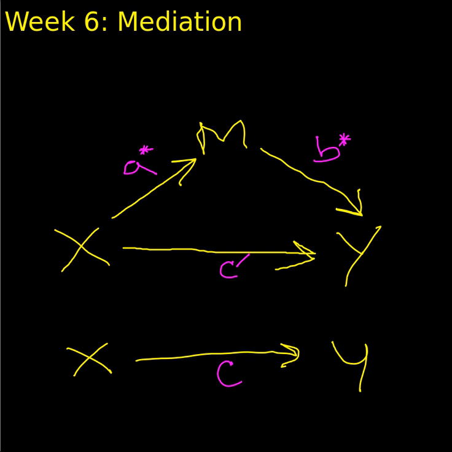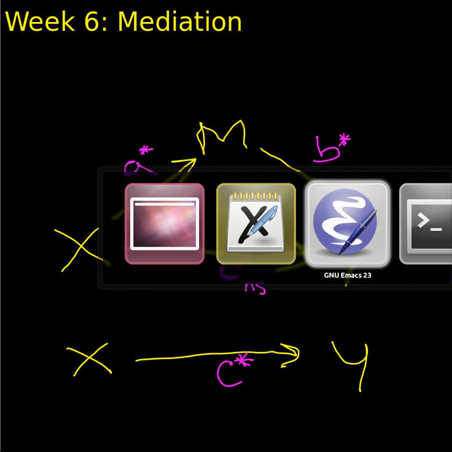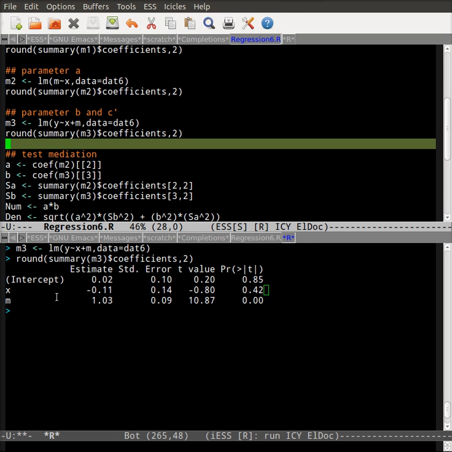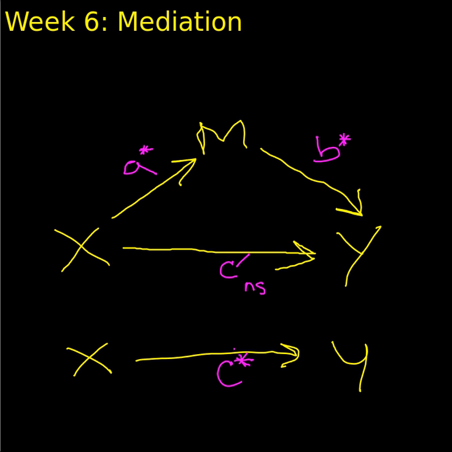I'm going to use my pen. You notice that this one's non-significant, but this one was. So we have a significant A, a significant B, and a significant C, but C prime is non-significant. How do I get that? Right here. X to Y, remember this is my C prime parameter, is non-significant. It's above 0.05. So I have a significant effect between X and Y, and a non-significant effect between X and Y when I include M.